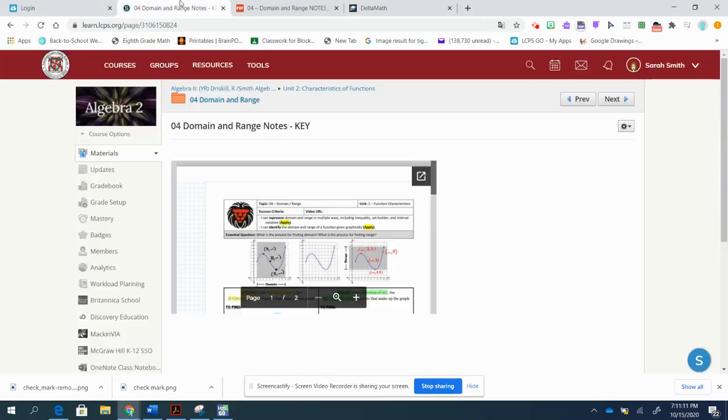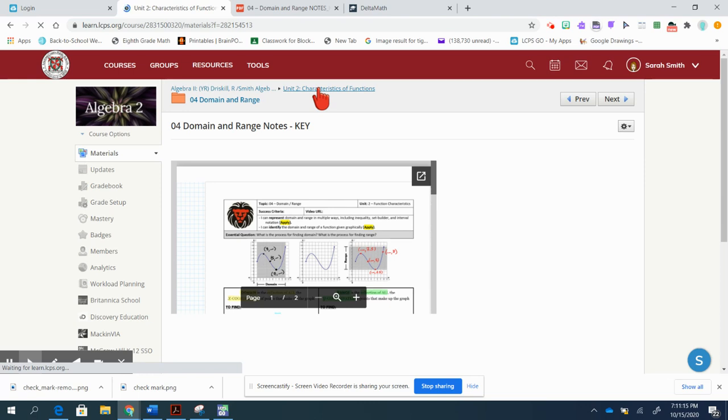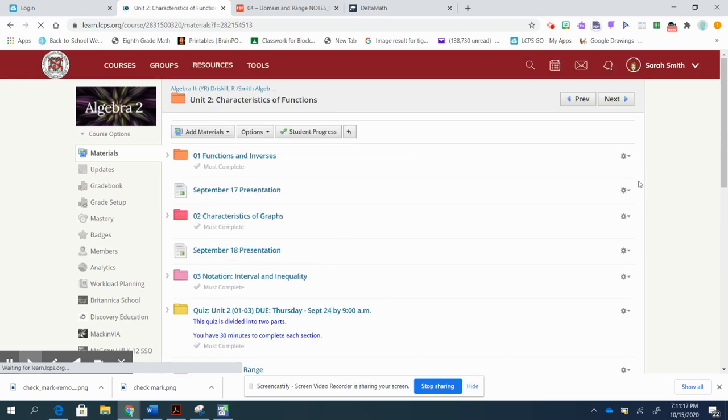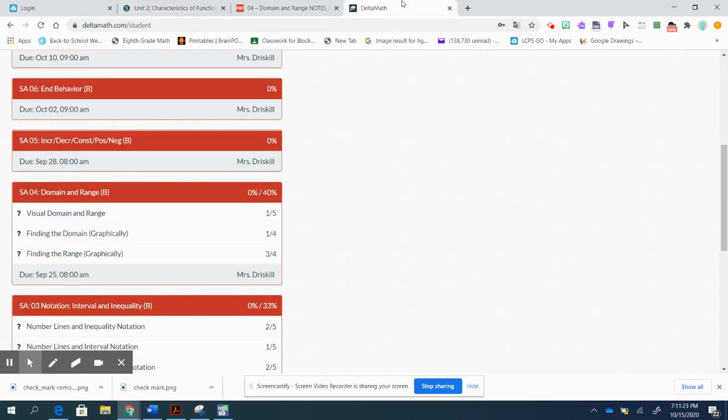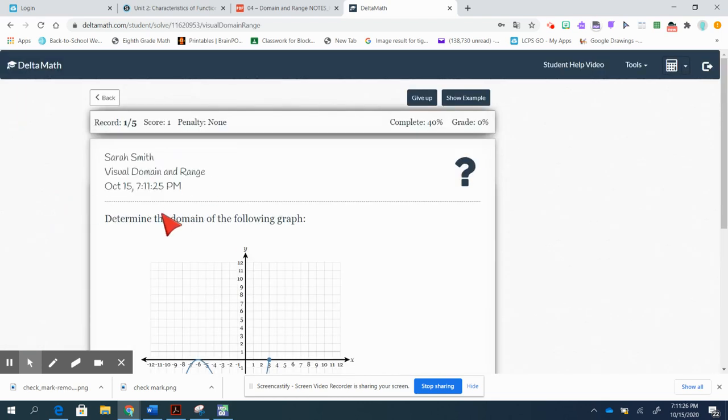Everyone, we are now moving on to Unit 2 and Lesson 4, Domain and Range. So here we are in Delta Math. The first one is Visual Domain and Range. Determine the domain of the following graph.